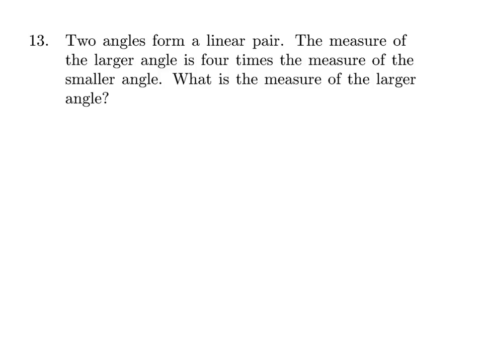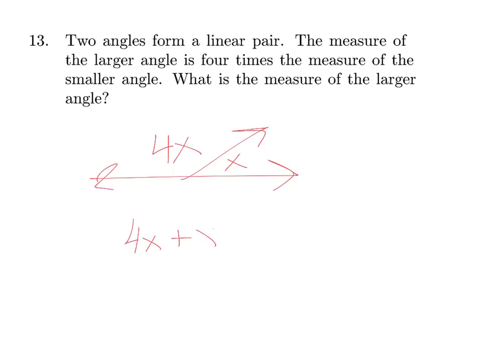All right, two angles form a linear pair. The measure of the larger angle is 4 times the measure of the smaller angle. Okay. Got a linear pair here. Okay, I don't know what the smaller angle is. I'll call it x. The larger angle is 4 times that, so I'm going to call it 4x. What is the measure of the larger angle? All right, well, I know 4x plus x, these two angles add up to 180. So 5x equals 180. Divide by 5.